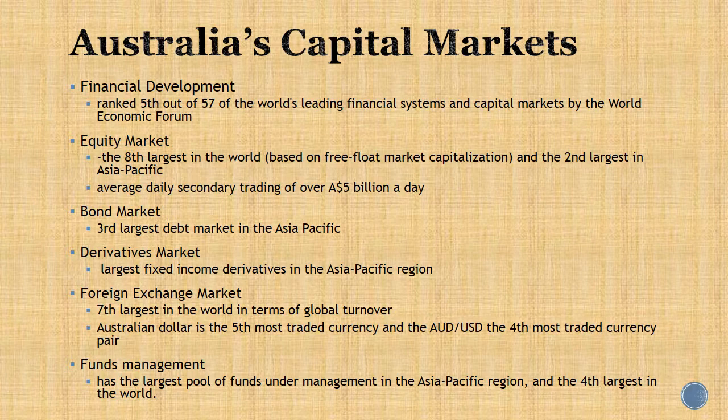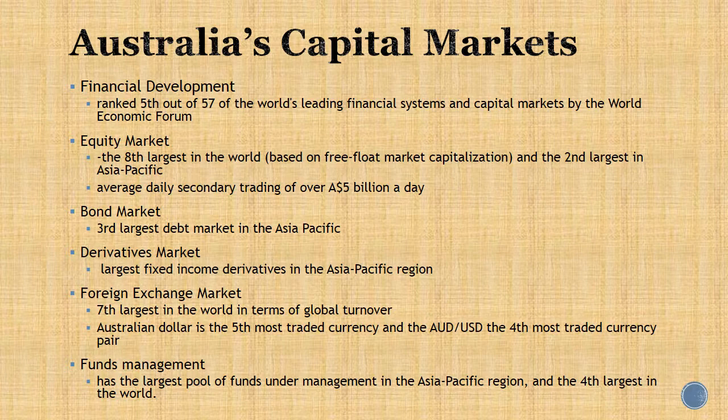Australia's capital markets include the financial development, which ranked 5th out of 57 of the world's leading financial systems and capital markets by the World Economic Forum. The equity market is the 8th largest in the world, based on the free float market capitalization, and is the 2nd largest in the Asia Pacific. They average daily secondary trading of over 5 billion Australian dollars a day.